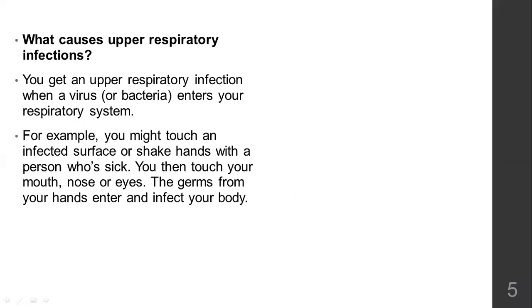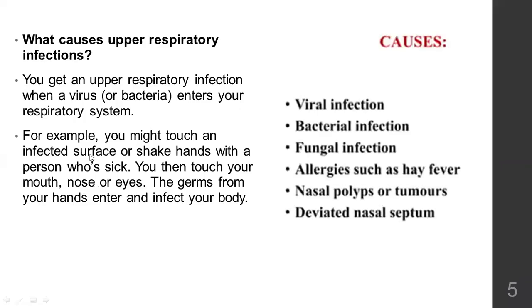Then what causes upper respiratory tract infection? You get an upper respiratory tract infection when a virus enters your respiratory system, for example any virus or bacteria. Where it deposits and where it starts its inflammation from tells you if it is a lower or upper respiratory tract infection. Usually through contact transmission, airborne transmission, droplet transmission, there are various ways through which you can get the infected bacteria or virus.